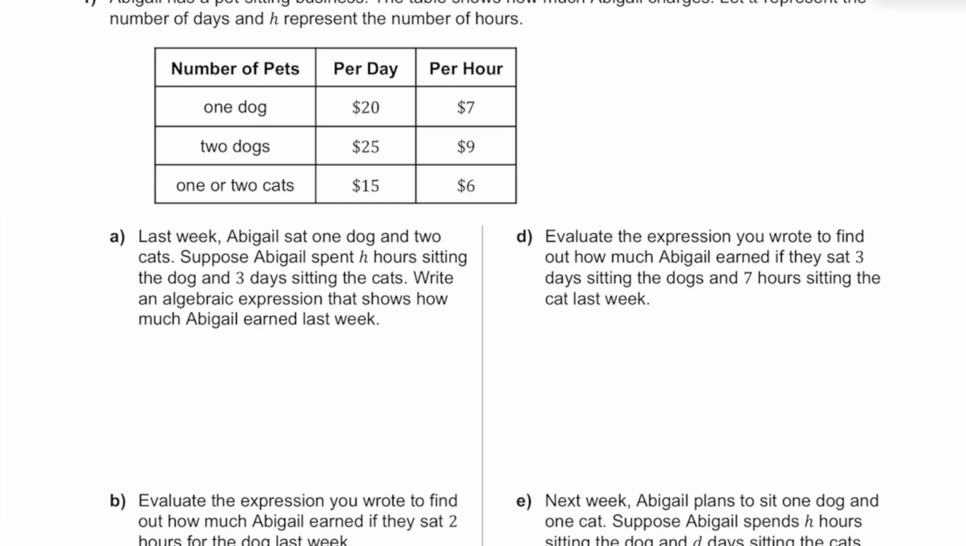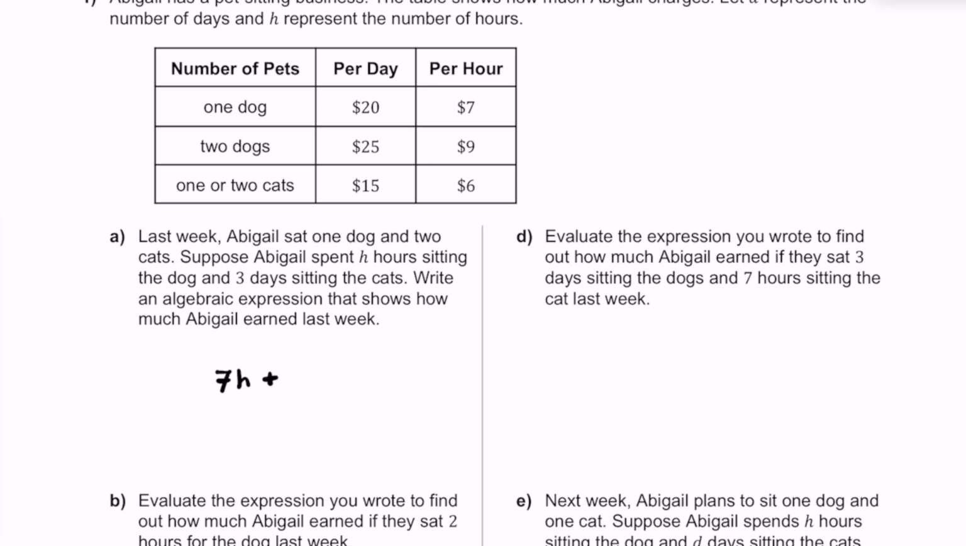So first we want to see how much Abigail makes from sitting the dog. It's only 1 dog, and the dog is charged per hour, so we go to the per hour row. We're looking at $7 per hour. So that's going to be 7H. That's how much Abigail is going to make from sitting the dog.